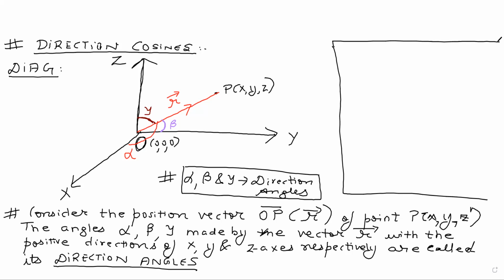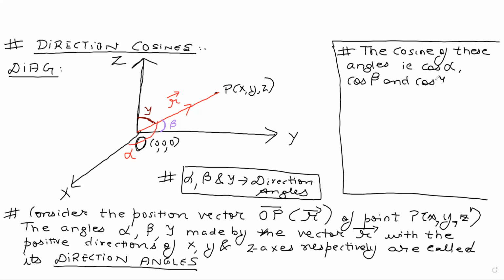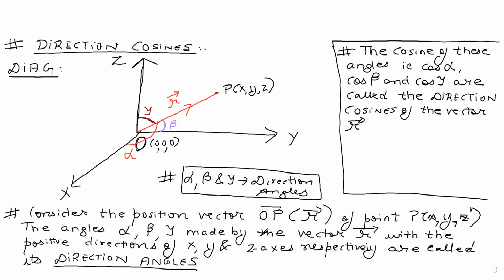The cosines of these angles, that is cos alpha, cos beta, and cos gamma, are called the direction cosines of the vector R and are denoted by L, M and N respectively.